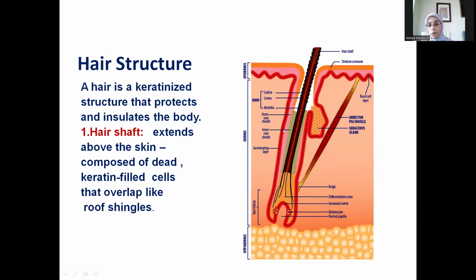As you can see, the hair follicle is nothing but an extension of the layers of the epidermis of the skin. So if I ever ask you about epidermis-derived structures, then the hair follicle is a good example. Why? Because as you can see, the stratum germinativum is continuous with the stratum germinativum of the gland.